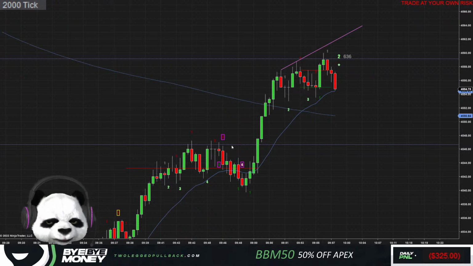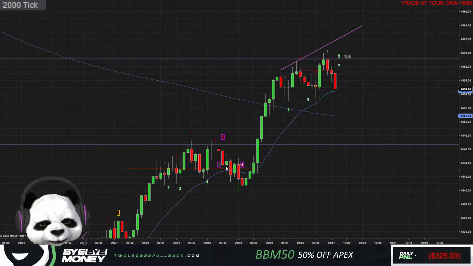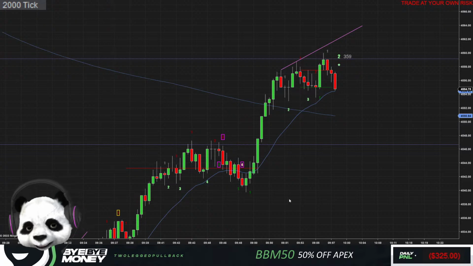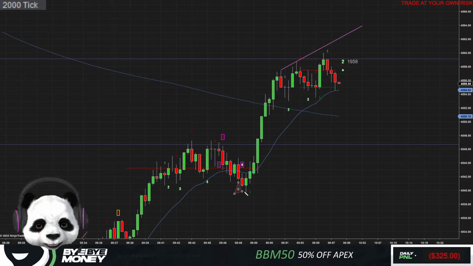I must have read something wrong here. Pandas, let me know your thoughts on why this trade failed, right? Why this was a bad setup. Give me your thoughts in the chat. What are your thoughts on why this one failed?